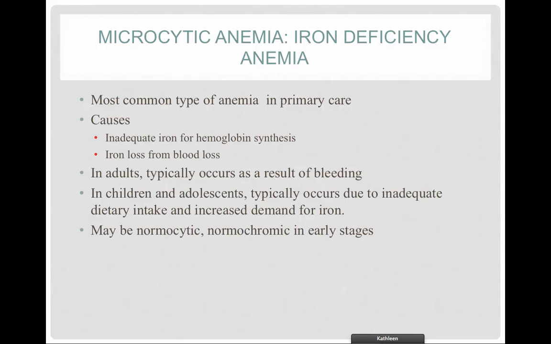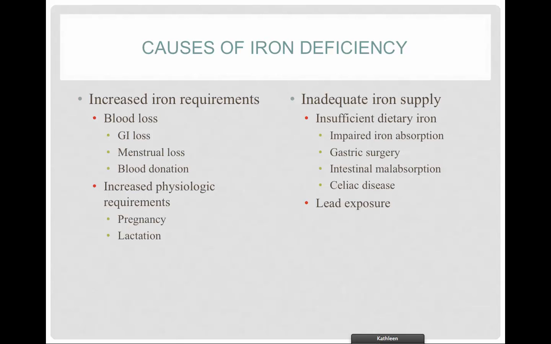So to wrap up, iron deficiency anemia in adults typically occurs as a result of bleeding. In children and adolescents, it typically occurs due to inadequate dietary intake and increased demand for iron. When you take a look at their CBC, you might see a normocytic, normochromic anemia in early stages. Causes of iron deficiency anemia.